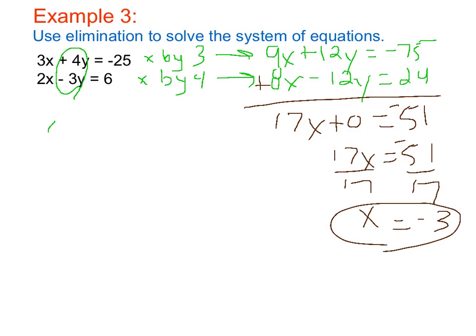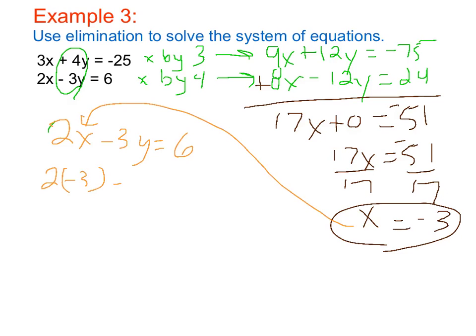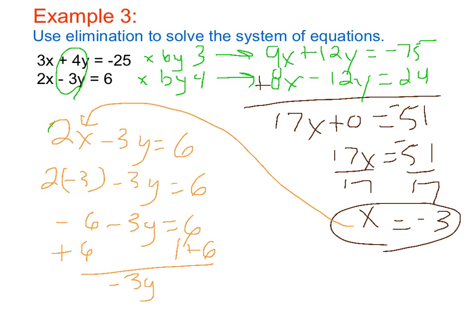Now I'm just going to rewrite the second equation here. We got 2x minus 3y equal to 6. I'm going to take this, plug it in there, so we have 2 times negative 3 minus 3y equal to 6. Negative 6 minus 3y equal to 6. Add 6 to both sides. Negative 3y equals 12, so that way y is going to have to equal negative 4.